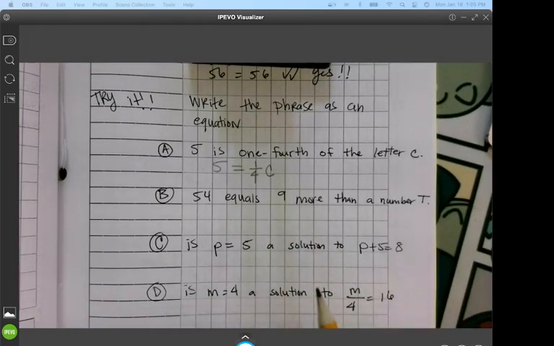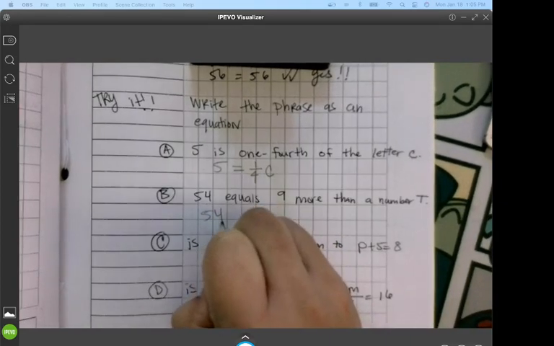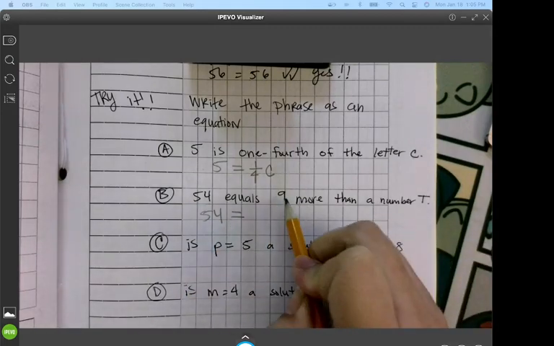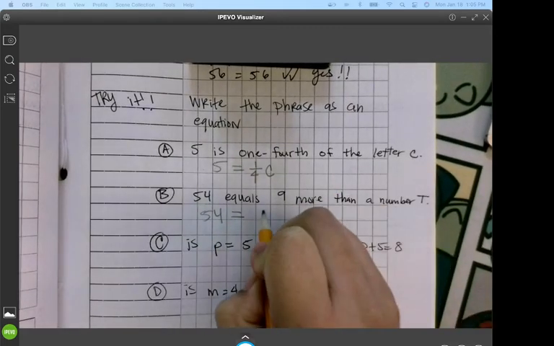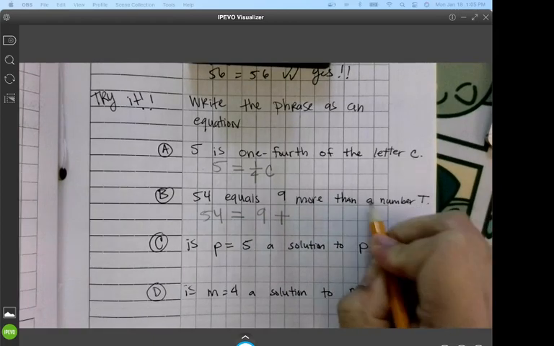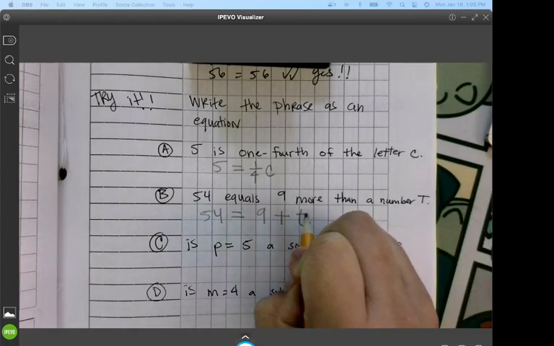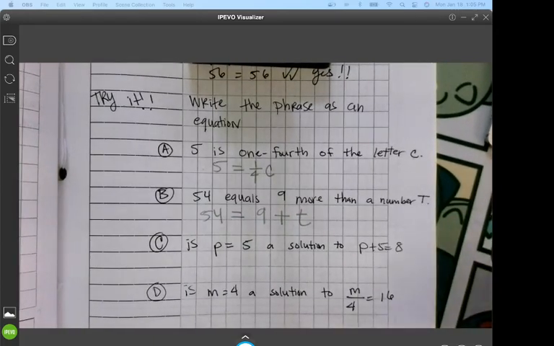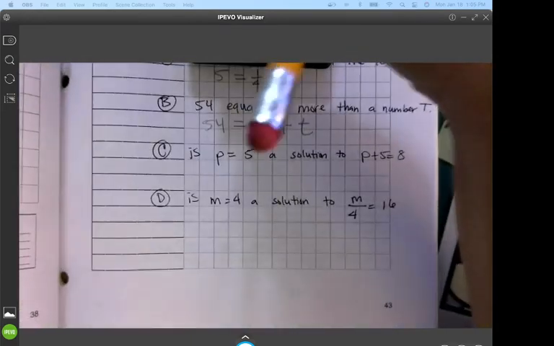All right, 54 equals 9 more than a number t. Go ahead and take a minute to pause, make sure you have it down. All right, so 54 equals 9 more means plus, so 9 more than t, 9 plus t. So there you go, write it as an equation.